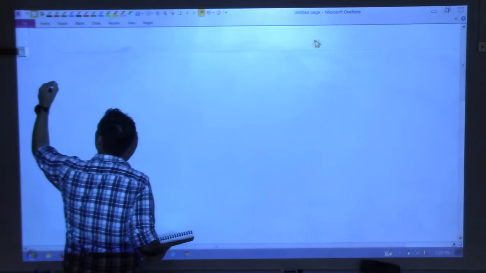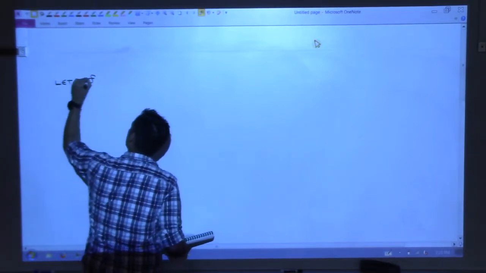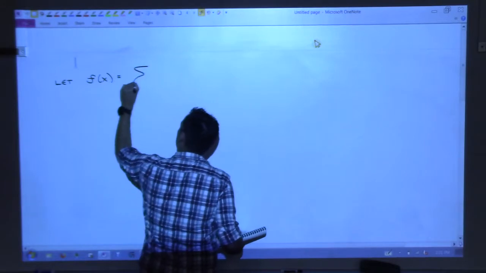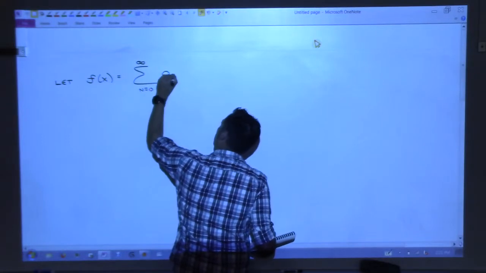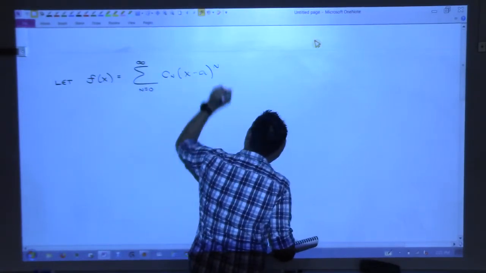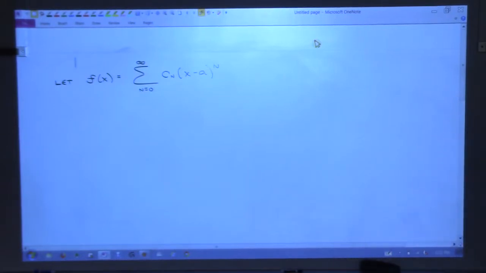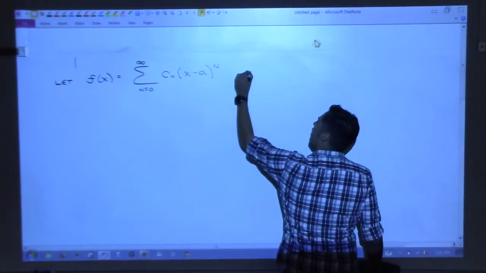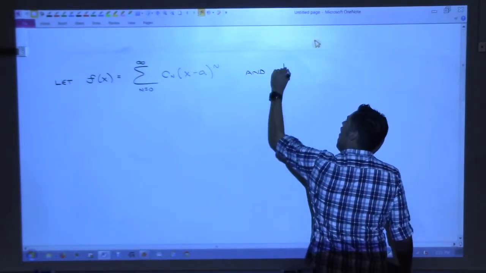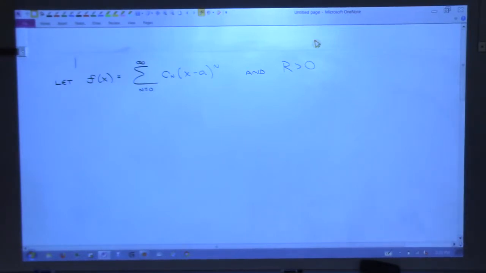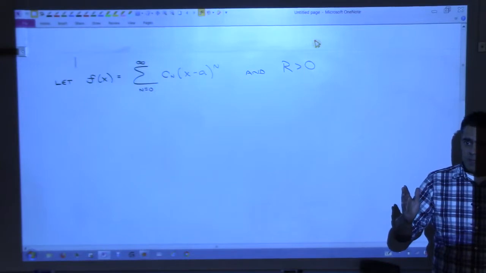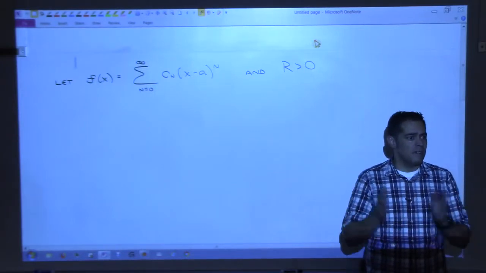I have a question for you. Let's say we let f of x be equal to this power series. We've got a general power series centered at a. And let's say that R, capital R, is greater than 0. Now, what do I mean by that? My radius of convergence is bigger than 0, which means that this function makes sense on some interval.